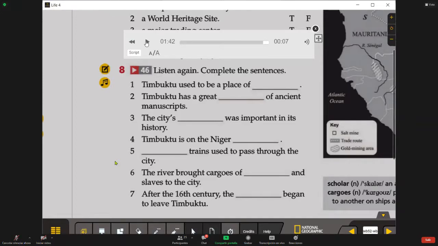Scholars. The scholars? The scholars, people who teach. Have you ever seen, for example, those people who practice Buddhism? And so they are like monks that teach philosophy, theory, and etc. So the people who study that, okay, so the scholars began to leave Timbuktu. And here is the word, look.